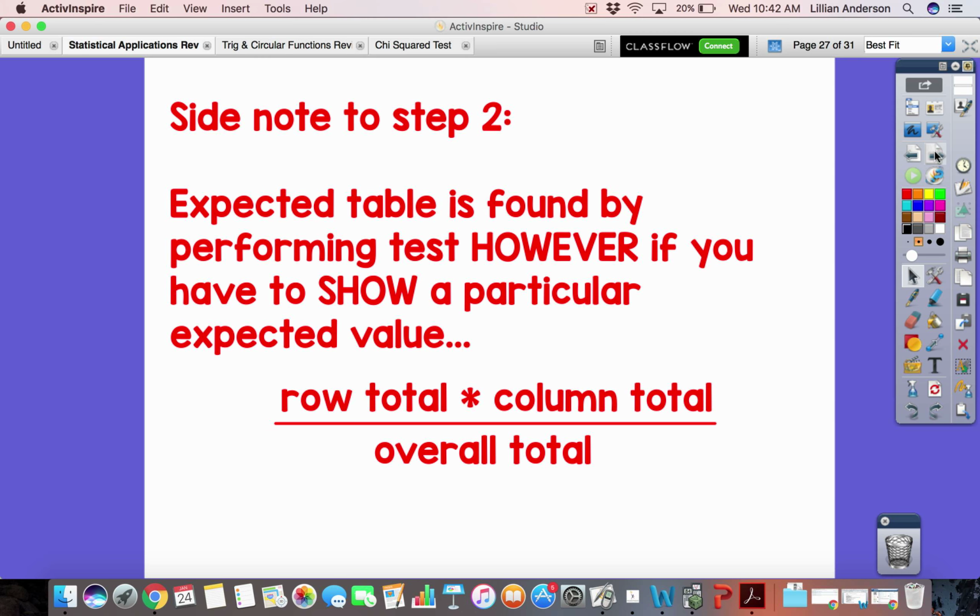Now, one thing with step two, there was the expectancy table that you also had to do. I know some of you last year were like, oh, well, once you perform the chi-squared, your expectancy table is given to you in matrix B, which is true. It does do that. However, if you have to show a particular expected value, you had to take your row total times your column total and then divide by your overall total. That's how the calculator gives each one of those entries in the expected table. Okay, and that is from your original data that you're given.